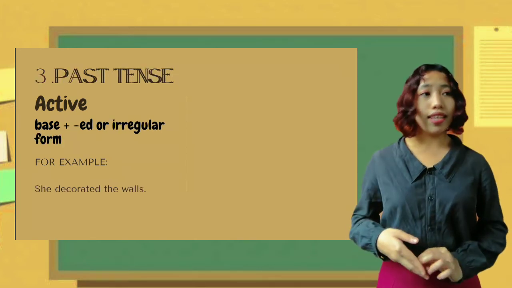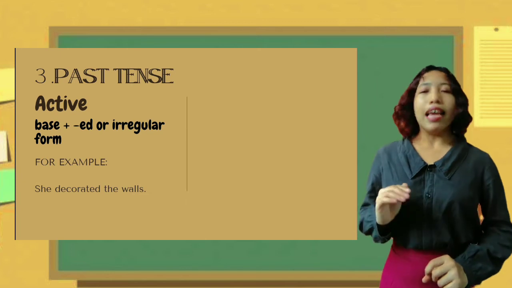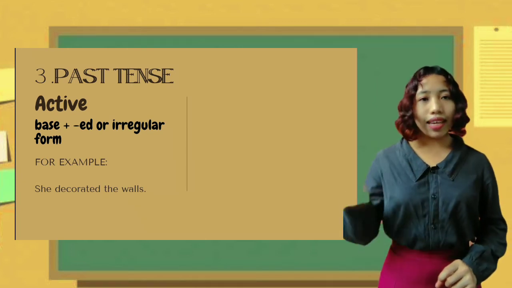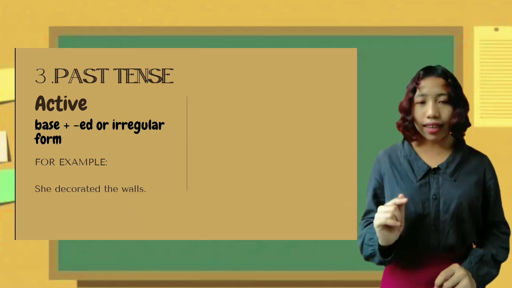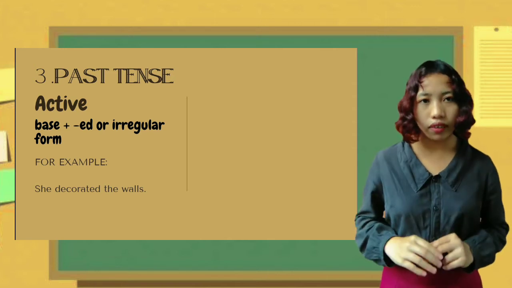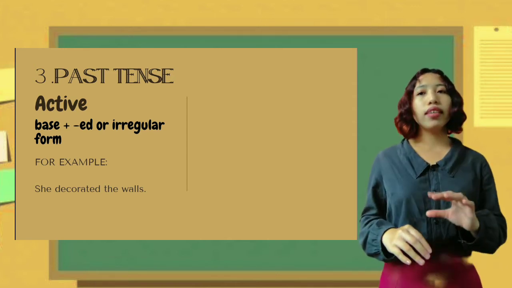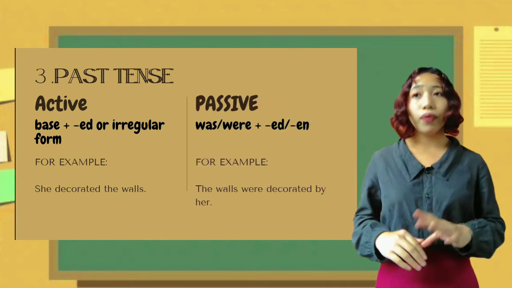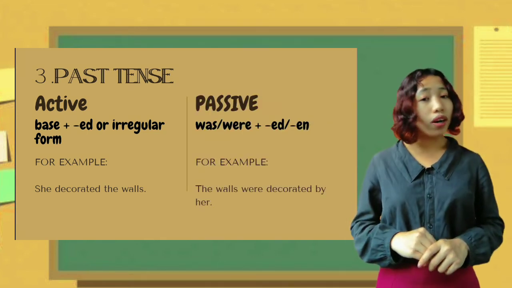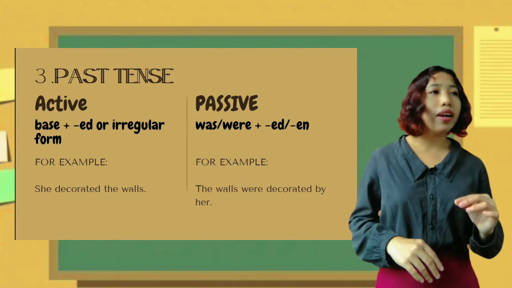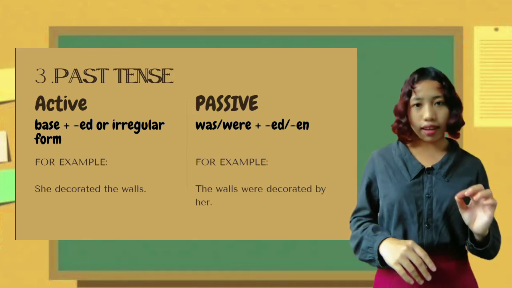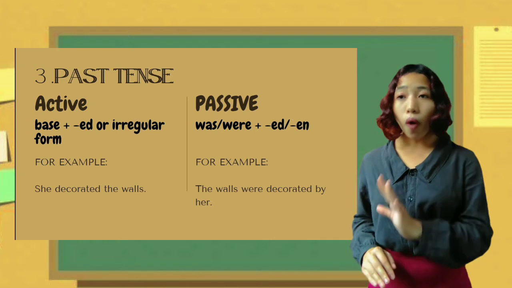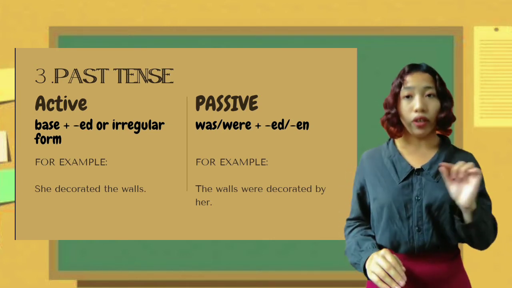The third one is the past tense. In active, the verb is in the base form plus ed or irregular form. For example, she decorated the walls. In passive, the verb is in the form was or were plus ed or en. For example, the walls were decorated by her.